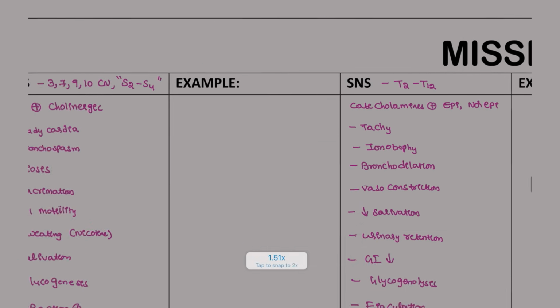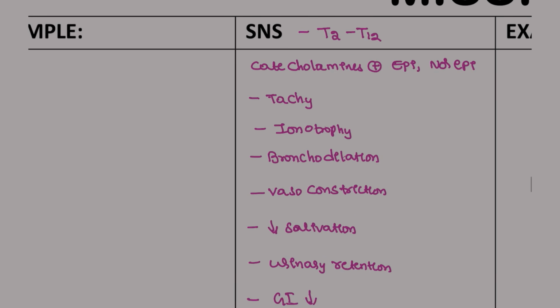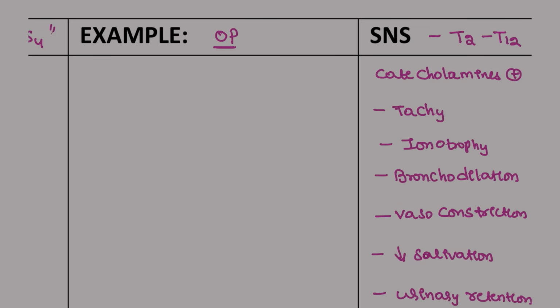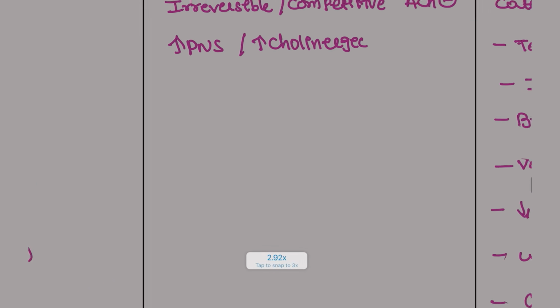Next, what are the examples of the parasympathetic and sympathetic nervous system? The most common example you have to remember for the exam is OP poisoning. It is going to cause irreversible, competitive acetylcholinesterase inhibition, so there will be increased parasympathetic activity and increased cholinergic symptoms. Just now I said what these are. All secretions will be seen in this patient.